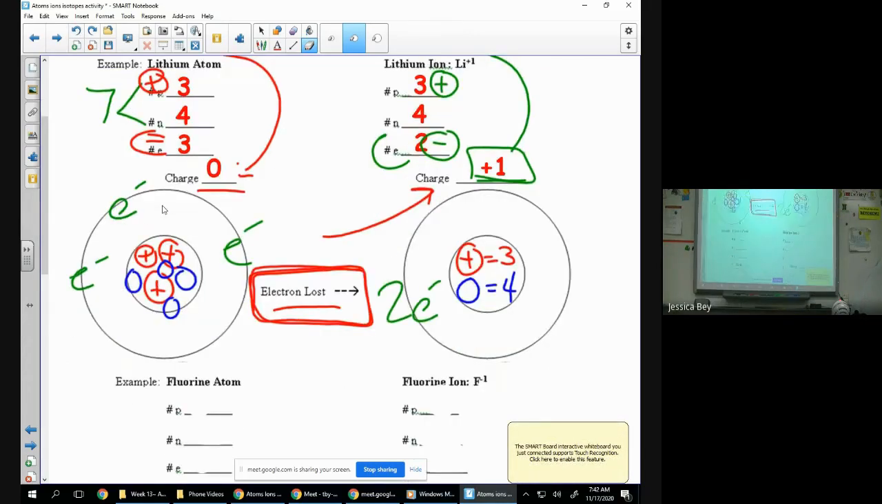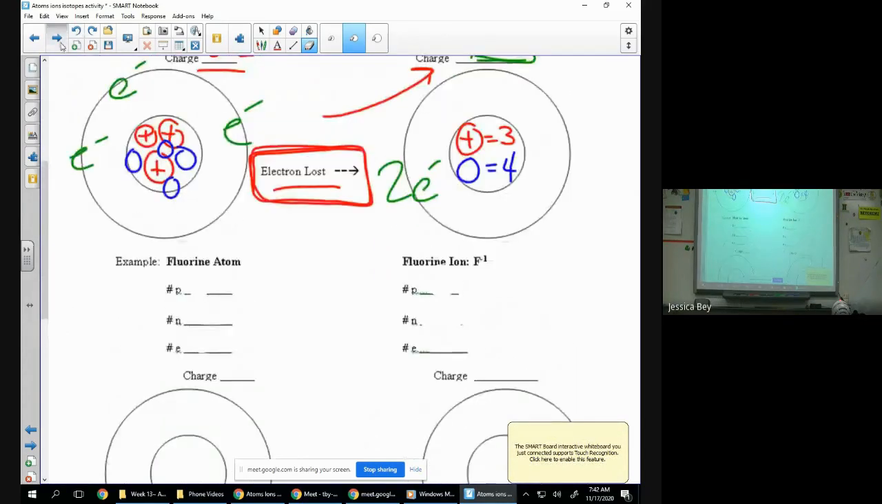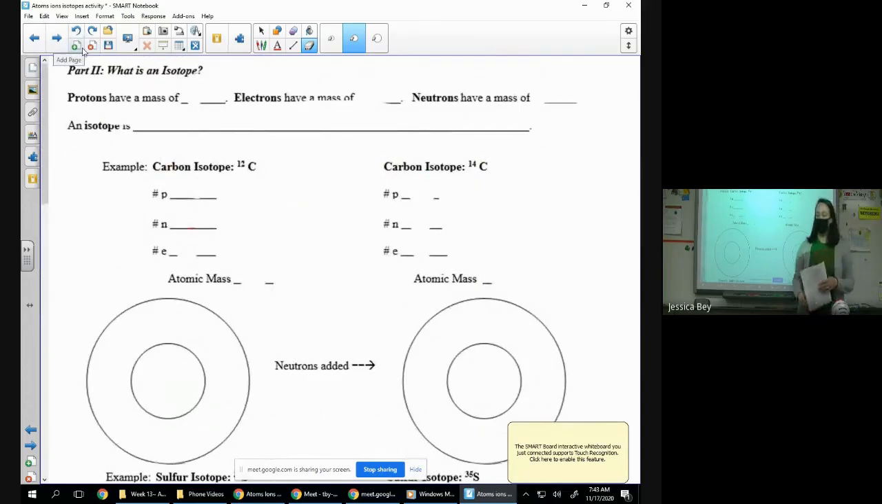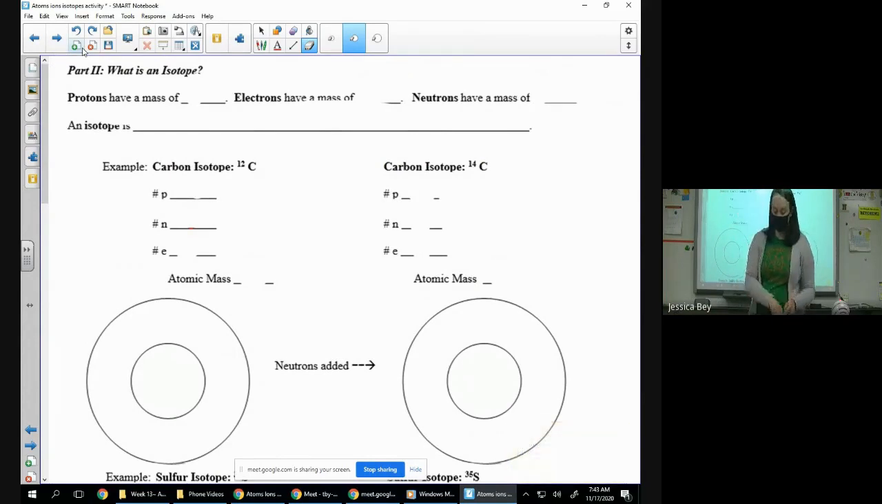So I did one example for you. There's fluorine you're going to show with me. So let's go to the inside, if you don't mind. I know everybody wants to just finish the worksheet. Yeah, so go to the inside. I want to do one example on the inside with you.